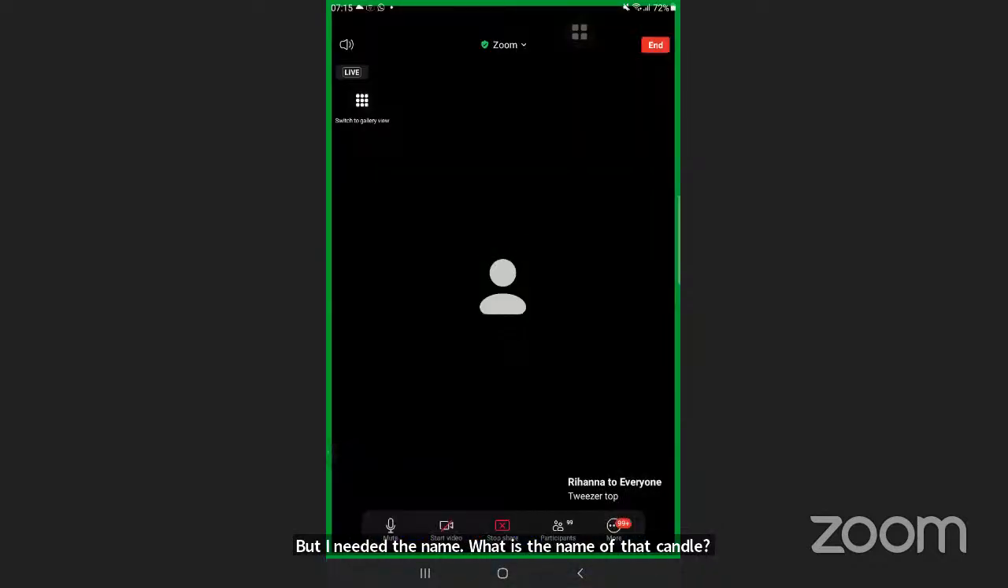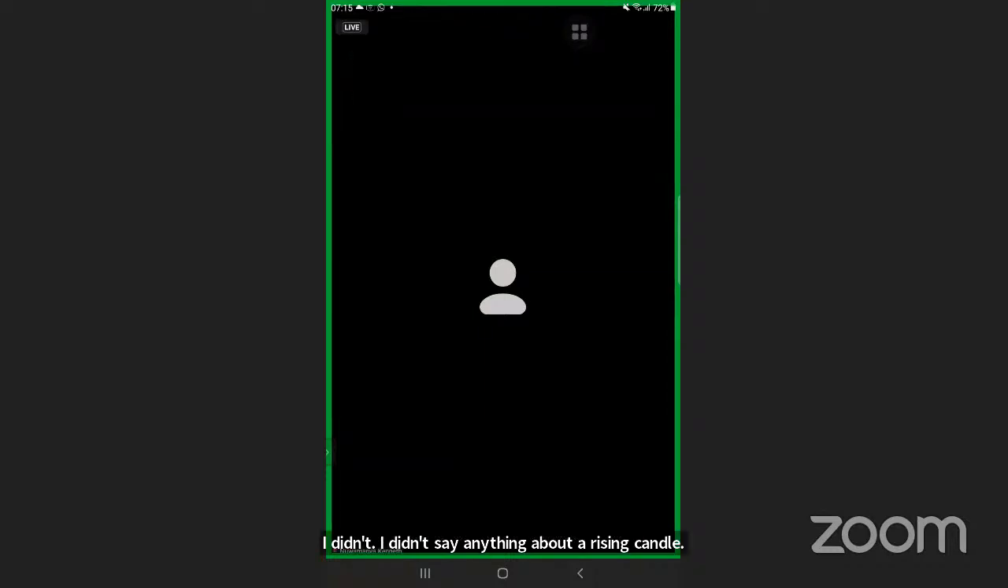What is the name of the candle that we have just looked at? I didn't say anything about a rising candle. I want its name. Be specific. Some are finding it difficult, but you're going to be okay.